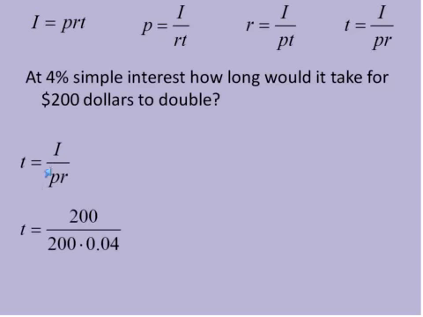So $200 of interest divided by my $200 principal, and that's multiplied times the interest rate of 0.04. It would take me 25 years. So that would be my time at the end. And remember, time is always measured in years in this equation. So it would take 25 years for $200 to double at 4% simple interest.